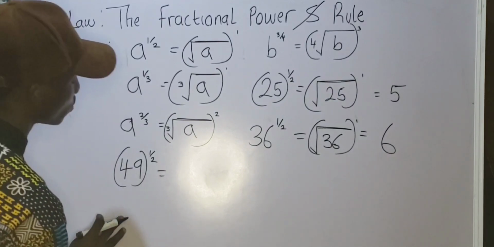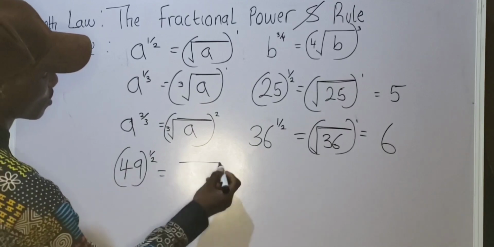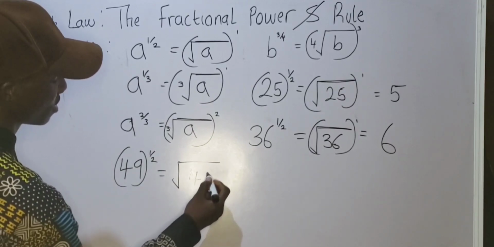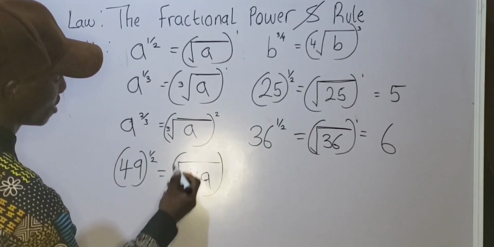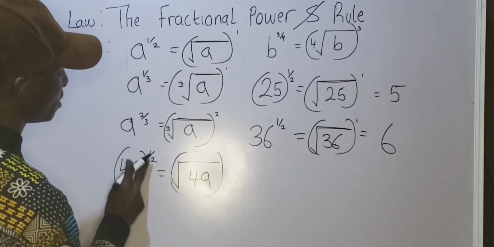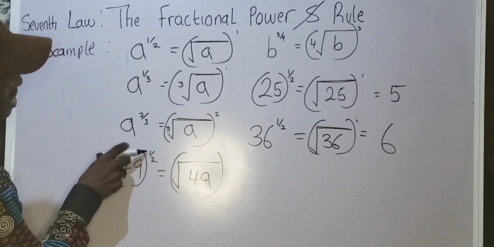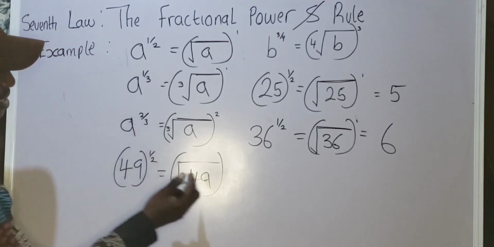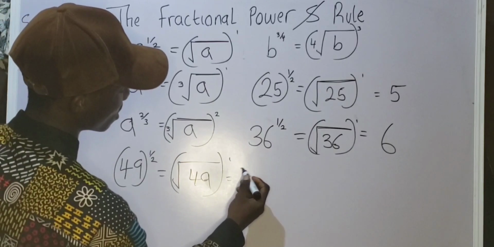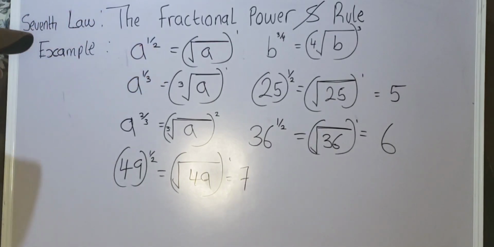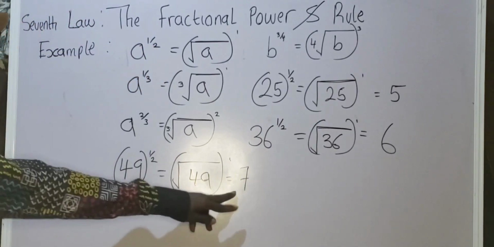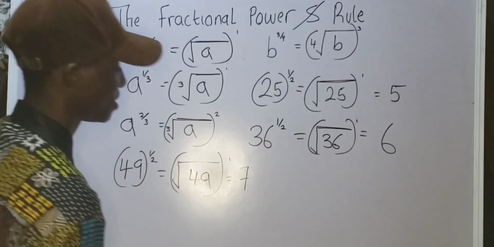Now let's proceed to solve this. For this, we are going to have the square root of 49 raised to the power of the numerator of the exponent, that is 1. So for this, we are going to have 7. 7 raised to the power of 1 is 7. So there is no need of writing 1. The answer is 7.